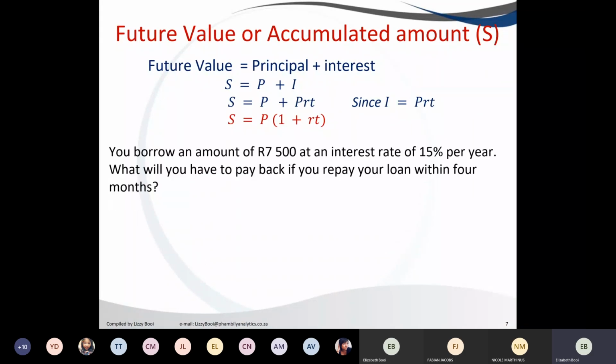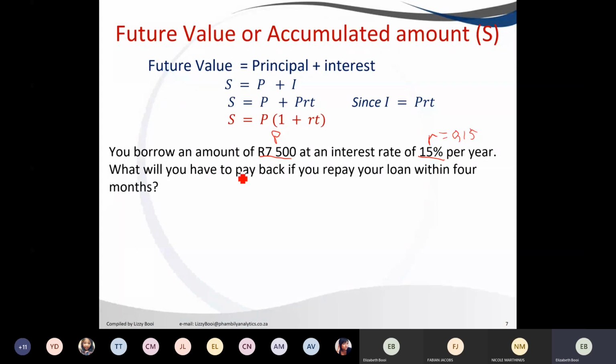So let's look at this example. You borrow an amount of 7,500 at an interest rate of 15% per annum. What will you have to pay back if you repay your loan within 4 months? So what am I given here? I am given my P, which is my present value. I am given my interest rate, R, which I can write as 0.15 because I divide 15 by 100, I get 0.15.